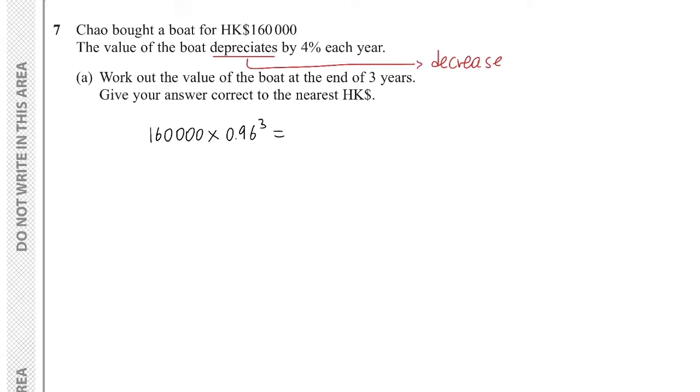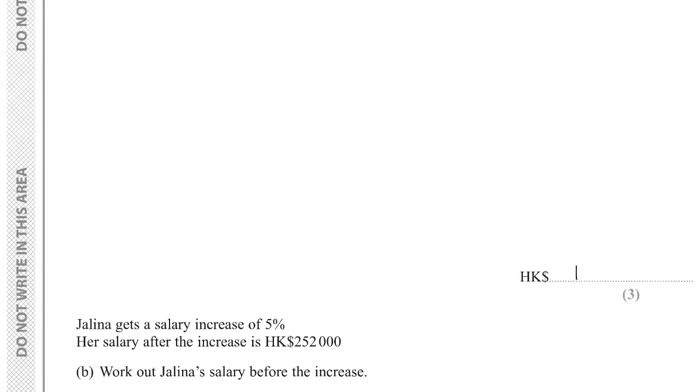So 160,000 times 0.96 to the power of 3 is giving you an answer of 141,558 to the nearest dollar. So 141,558.